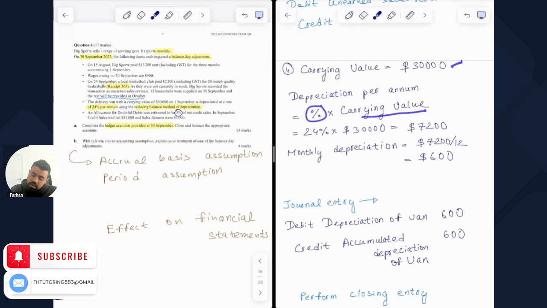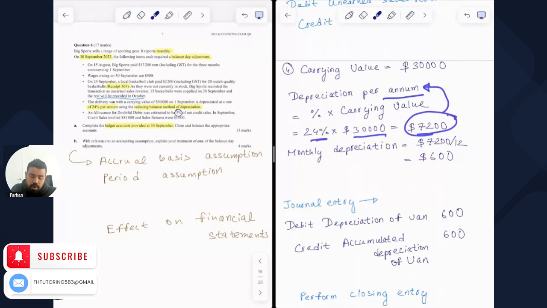So the given percentage is 24%, which is an annualized rate. The question explicitly mentions 24% per annum. And that is what we are multiplying with the carrying amount of $30,000. And that gives us $7,200 as the depreciation on an annual basis. So on an annual basis, I meant to say that $7,200 is valid for 12 months.